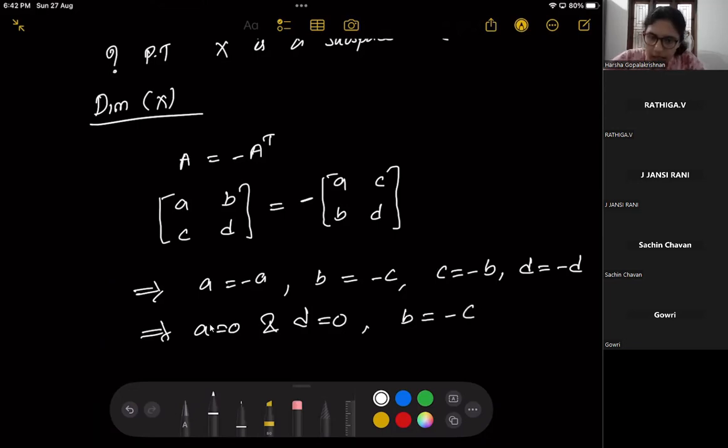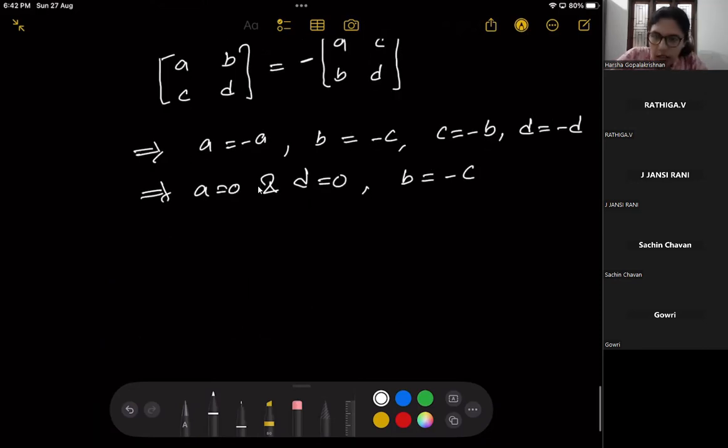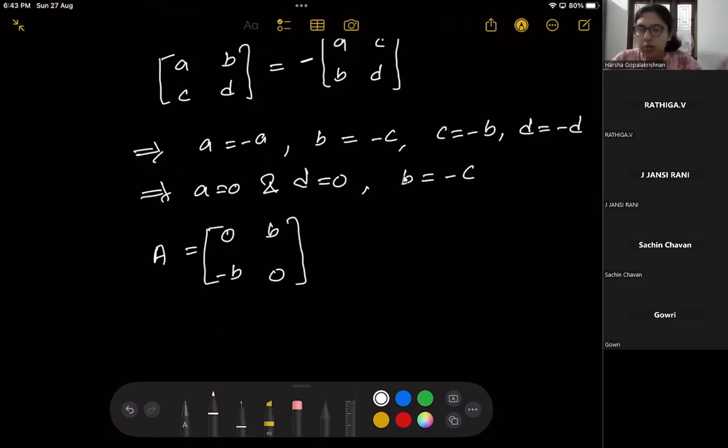Okay, now we are substituting these values back into this A. So what we will get is, the first element A equal to 0 and D is also 0. And if we fix B equal to B, then C equal to minus B. That is what this condition says, B equal to minus C or C equal to minus B. Clear? So if a matrix A is a skew symmetric matrix, or if A belongs to the set X, then the general form of A will be like this.